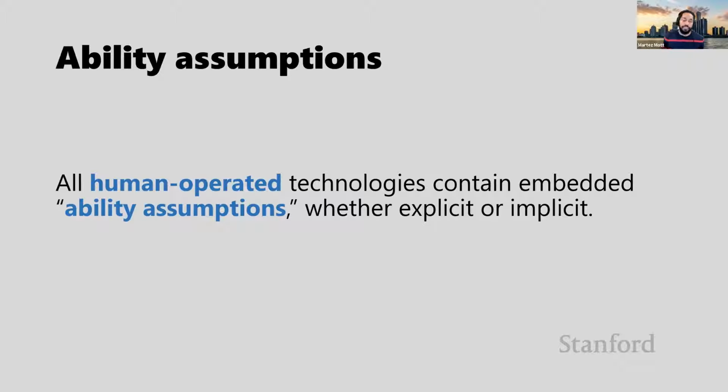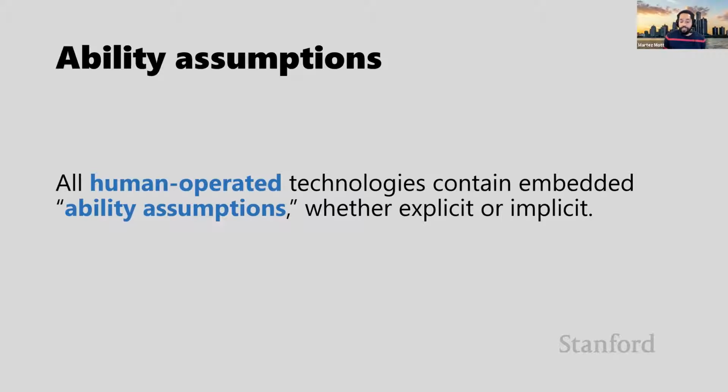So if you think about this, all human operated technologies contain embedded ability assumptions, whether explicit or implicit. That's every technology, not just computer technologies, but anything that's been made or designed by humans. It is going to have these assumptions embedded in it that dictate how people are expected to use it or how people can use it.